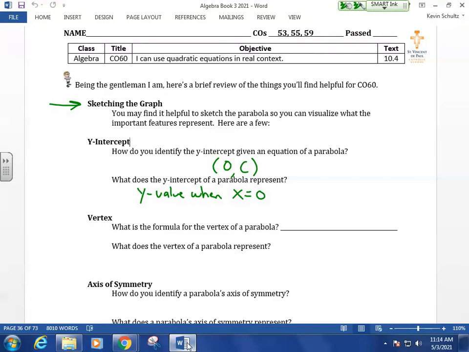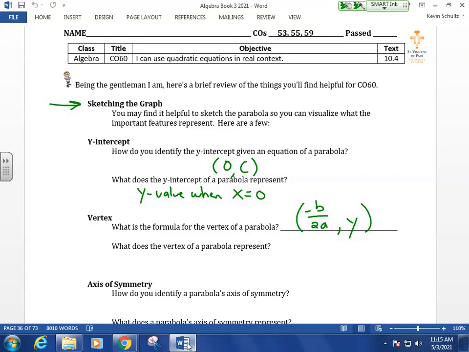What is the formula for the vertex of a parabola? Noah? Okay, negative b divided by 2a gives you the x value, and then that gets plugged into the equation to find the y value. There's no special formula for the y value. You use negative b over 2a to get x. That gets plugged into the equation to solve for y. We did that back in PO54. We did that in the discriminant review, CO58.